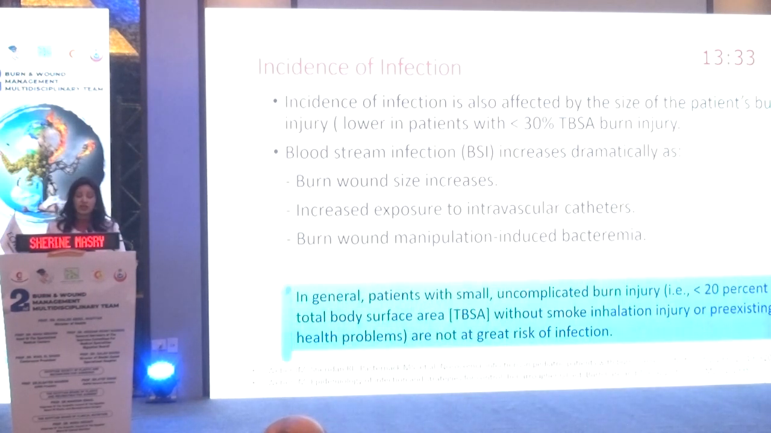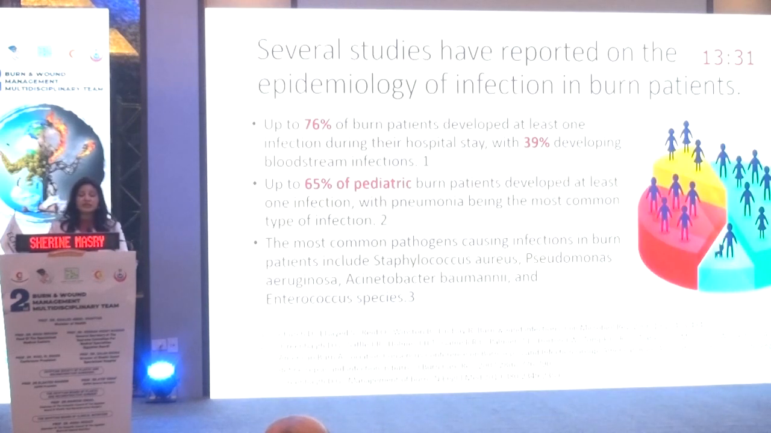So in general, we can see that several studies have addressed the epidemiology of infections in burn patients. We can see that about 3/4, 76% of burn patients develop infection episode during their hospital stay. 39% of them develop bloodstream infection which can be fatal. 65% of pediatric patients also have developed at least one infection, pneumonia being the most common type of infection in these kinds of patients.